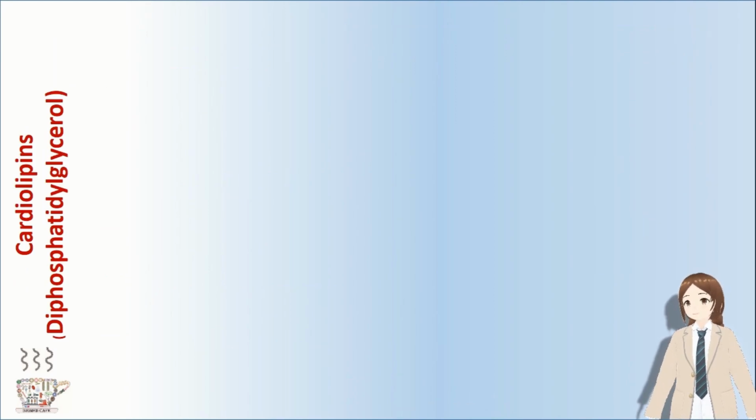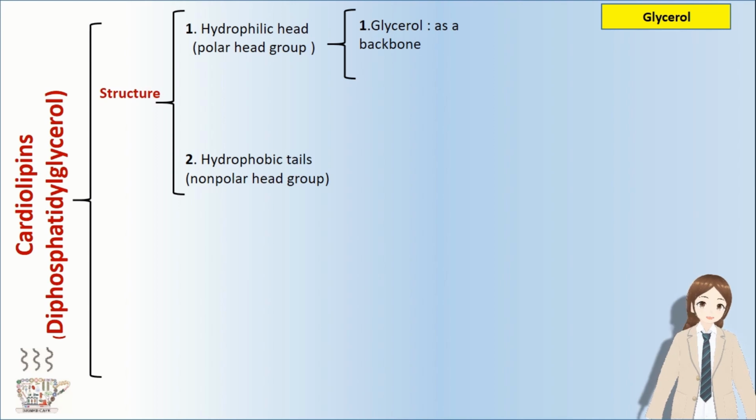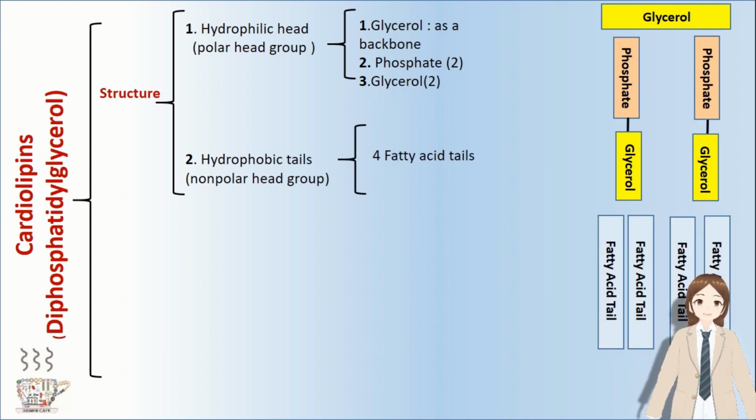Okay, another subgroup of phosphoglycerides is cardiolipins, or the phosphatidyl glycerols. In their structure, they have two parts too: hydrophilic head or polar head group and hydrophobic tails or nonpolar group. The polar head group contains glycerol as a backbone, 2 phosphates, and 2 glycerols. And the nonpolar group contains 4 fatty acid tails.